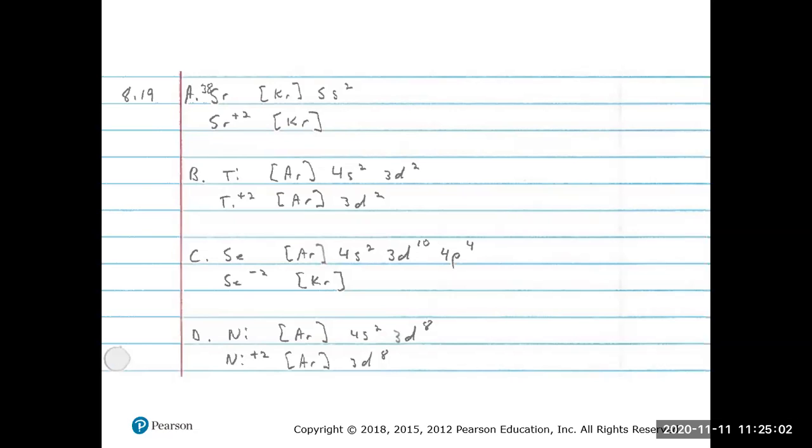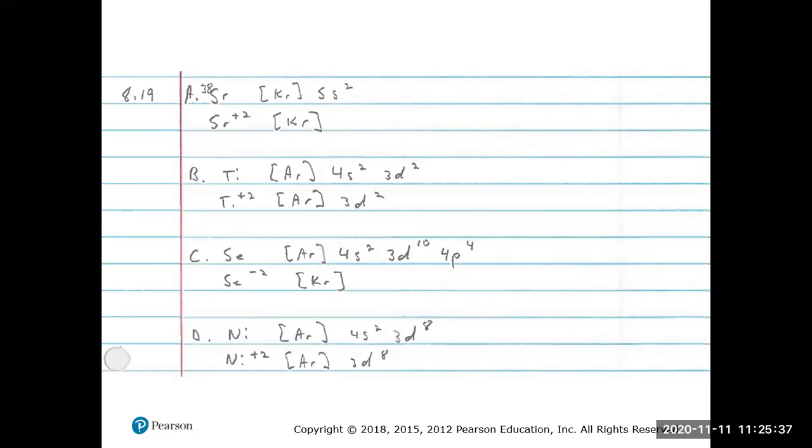For Ti, once again, we write our noble gas core, and then we have 4s2, 3d2. What you'll see here, though, is that when we lose 2 electrons, because it's a +2 ion, we don't lose them from the 3d, we lose them from the highest quantum number. In this case, that's the 4s. And so now we have just the 3d2. So this doesn't get us to a noble gas configuration.